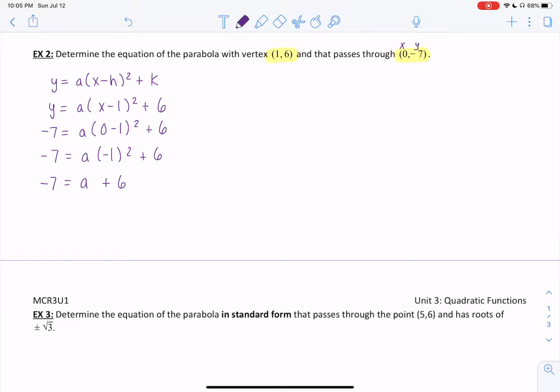And now to get a all by itself, we have to move that 6 over. So we'll get negative 13 equals a. And now that we have an a, let's fill in the whole equation. So we'll have y equals negative 13, x minus 1, all squared, plus 6. And that would be our final equation.